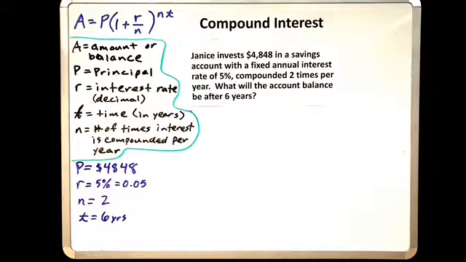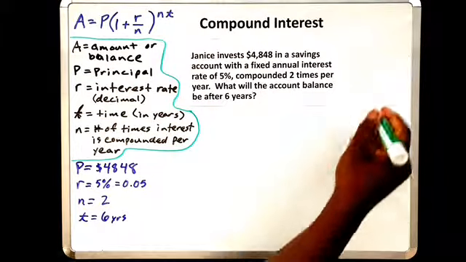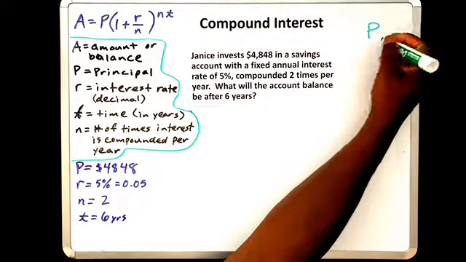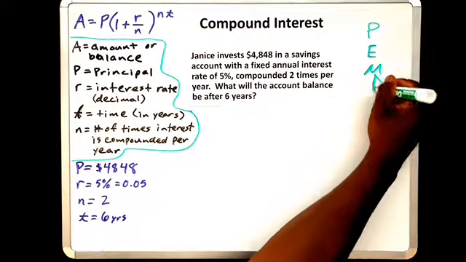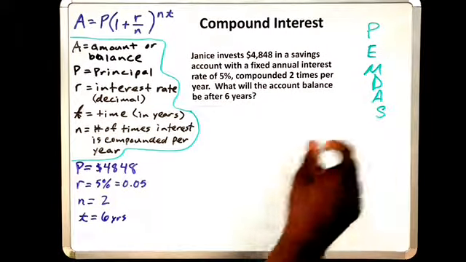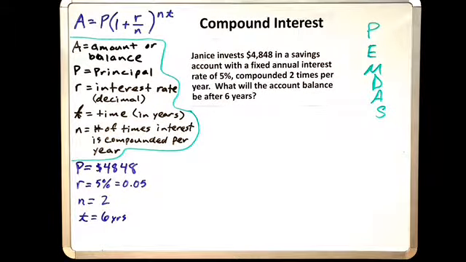All right. Very good. So let's go ahead and start. And we're going to rewrite this formula here, and we're going to substitute the values there. And then we're going to perform order of operations to help us do the math. And that order of operations is PEMDAS, parentheses, exponents, multiplication, division, addition, and subtraction. So let's go ahead and substitute.